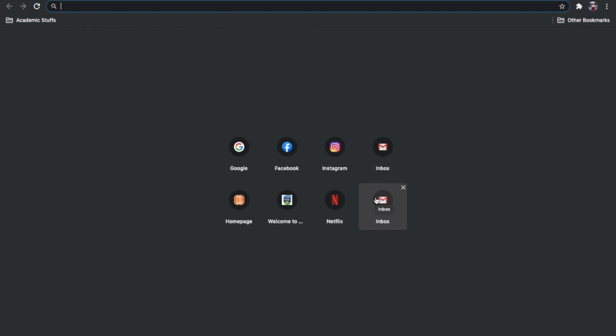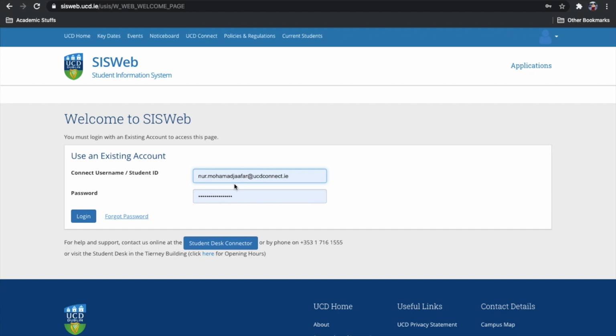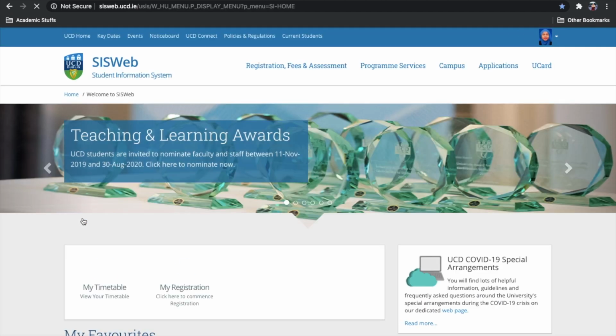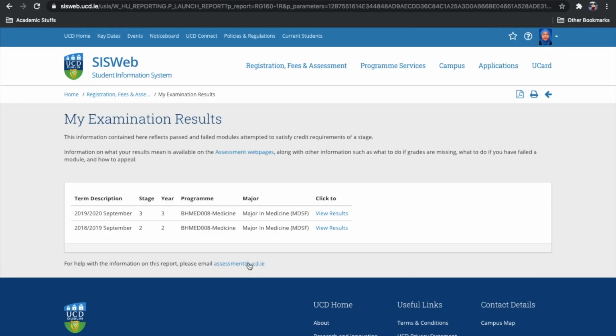Okay guys, for the first step, obviously I'll go to swissweb.ucd.ie, and then enter my university email and my password, and then I log in. After that I will go to registration, fees and assessment, and then here you go, my examination results. It's my stage 3 and year 3, but it's actually year 2 because they include the foundation year, so it becomes year 3, but I just finished my year 2.